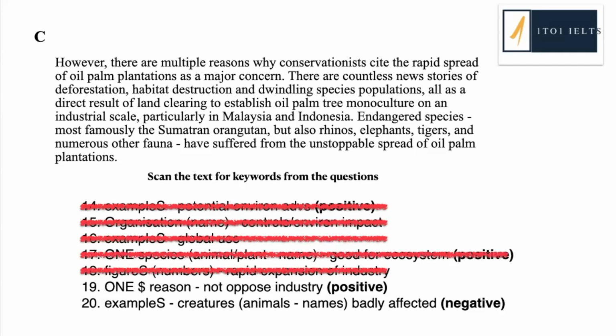There is no mention about money or financial reasons, so we know 19 is not possible. But we know 20 is definitely possible because there are definitely multiple names of animals and they have been badly affected because the text says these animals have suffered. So we know that the answer to 20 is going to be C.